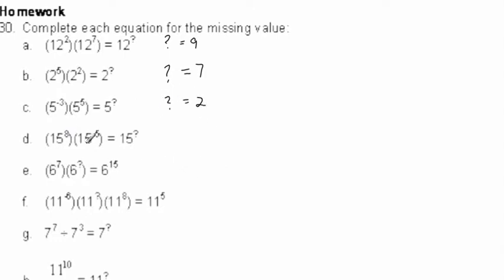Okay, 15 to the 8th times 15 to the negative 5th. I add 8 and a negative 5. Again, I have more positives, and then I subtract. So my question mark is 3. So all that work we did on positives and negatives, integers, should pay off.